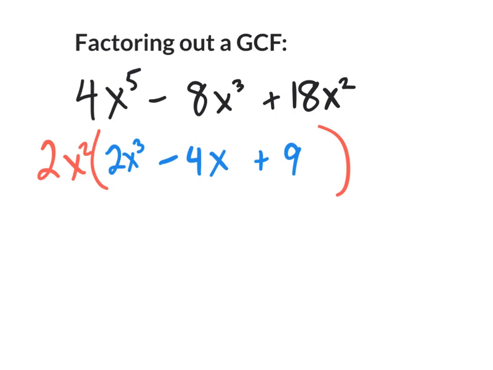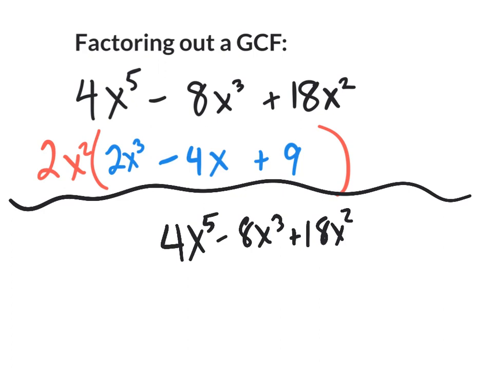So let's say I had 4x to the 5th minus 8x to the 3rd plus 18x squared. Okay, it's totally separate, right? Let's say I had this above a 2x squared, and I asked you to simplify it. Okay, well, could you cancel out this 2 with this 4? No. Could you cancel out this x squared with that x squared? No. Why not? Because there's addition and subtraction. Again, you want pure multiplication, right?